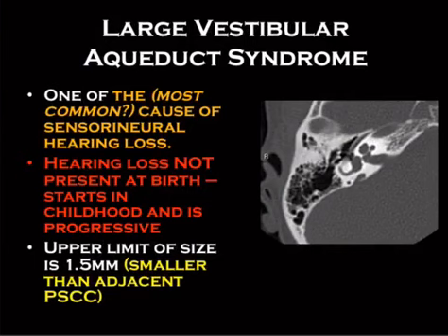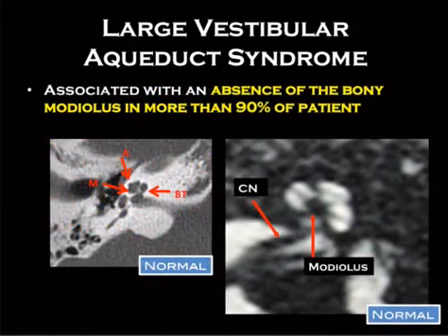It's actually a very common cause of sensorineural hearing loss. Confusingly, the hearing loss is not present at birth. It occurs in childhood and is progressive. Just like otosclerosis does not occur in kids, this does occur in kids, but it's not present at birth. So the history would not be deaf at birth. The history would be starting to get deaf in childhood, getting a workup, finding that they've got large vestibular aqueduct syndrome.